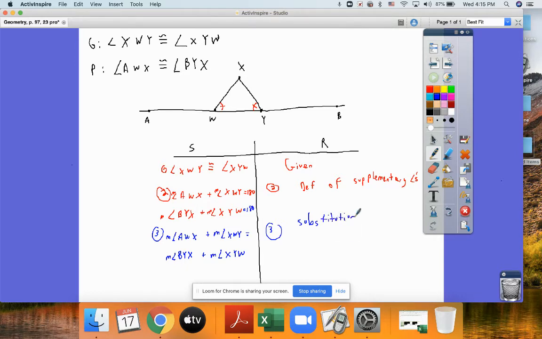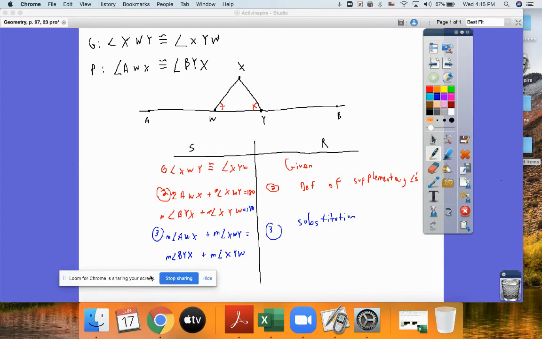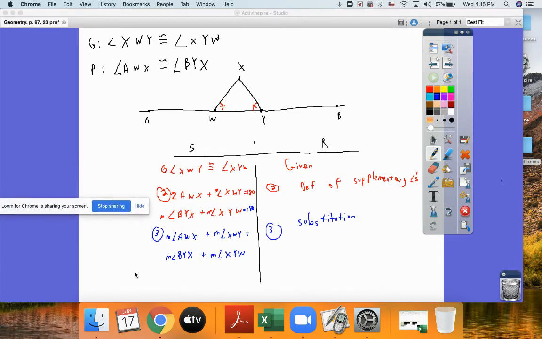Run out of room. Let's move this out of the way. All right, number four. I know they're equal to each other. I notice that these two are congruent to each other. So I can do some substitution with that, so it'll be the same thing. So I can choose either one.